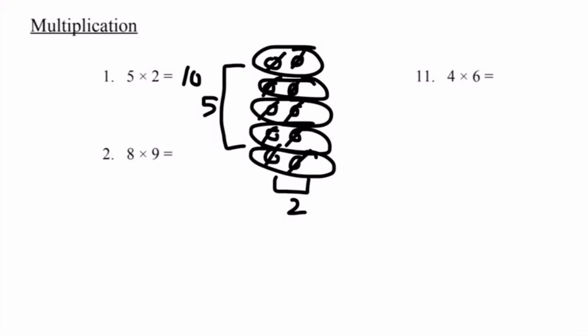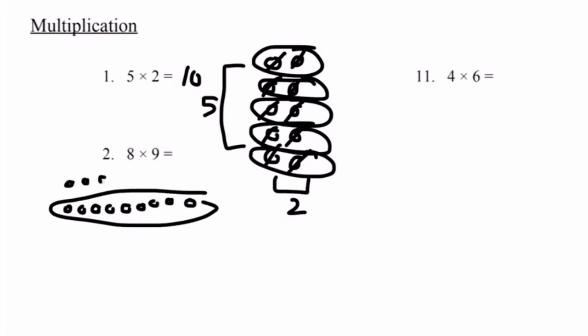Let's look at number 2, 8 times 9, which can also be referred to as 8 groups of 9. Let's draw it out. 1, 2, 3, 4, 5, 6, 7, 8, 9. That's one group.